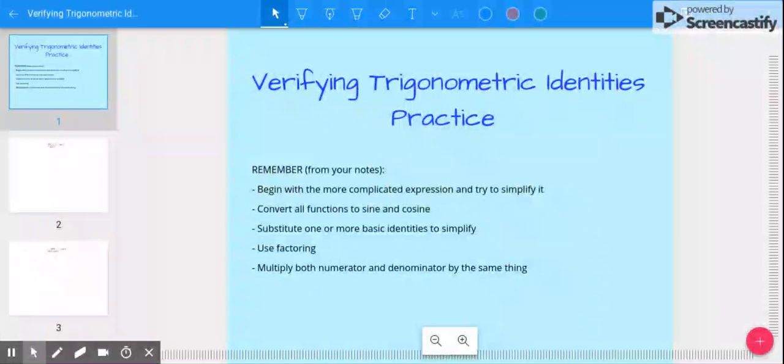This video is on verifying trigonometric identities, just to give you some extra practice. Remember, coming straight from your notes, if you get stuck and aren't sure where to start or get stuck in the middle, you can begin with the more complicated expression because there's obviously going to be two sides to the equation, so you want to try and simplify the side that's more complex.